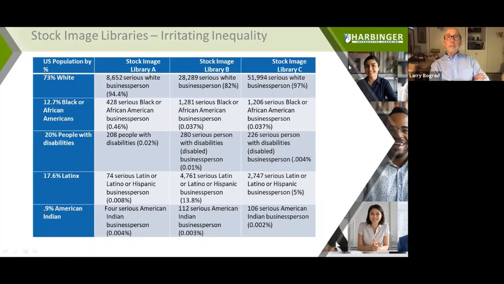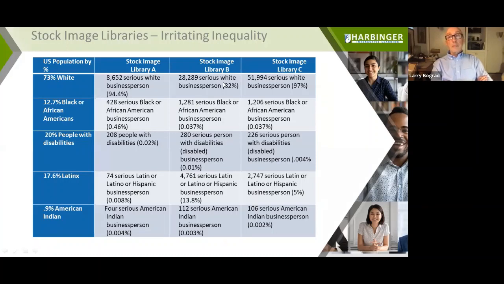Approaching 20% of the country is now Latinx, and roughly 1% is American Indian. But if you look at what happens, let's say Library A, the number of white people was 95%, as opposed to what it should have been, closer to 73%. The African Americans were only shown to be 4 or 5%. People with disabilities, even though they're 1 in 5 Americans, were only 0.2% of images. And as you can see, this goes even further down.